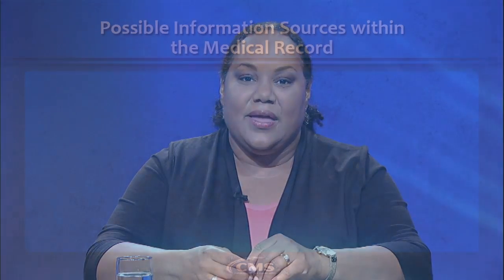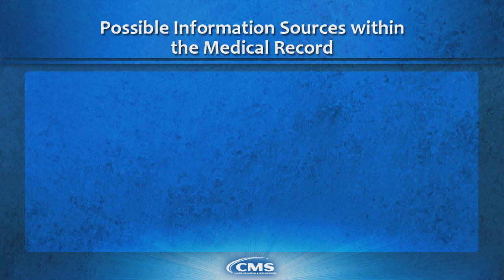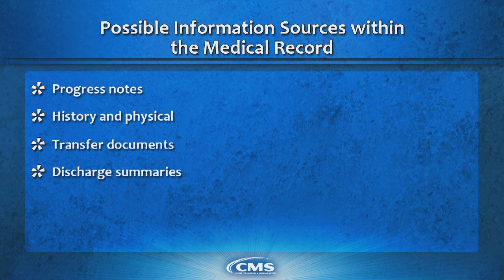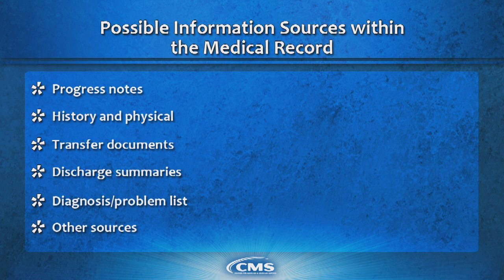The physician's orders that document a diagnosis, medication, or treatment are acceptable, as are the following sources within the medical record: progress notes, history and physicals, transfer documents, discharge summaries, diagnosis and problem list, and other sources as available. If a diagnosis problem list is used, only diagnoses confirmed by the physician should be entered.